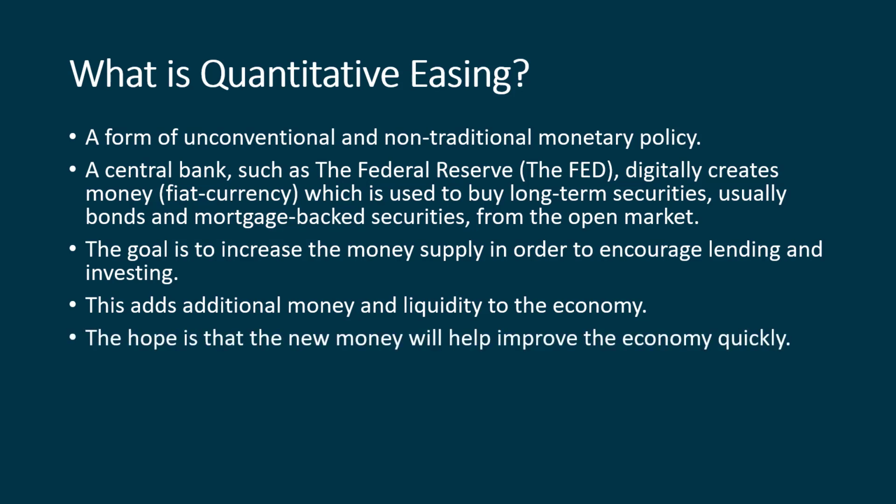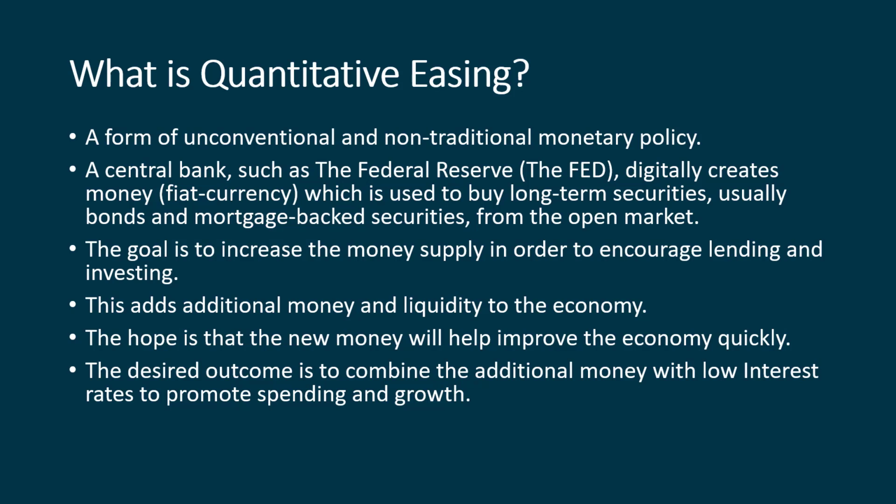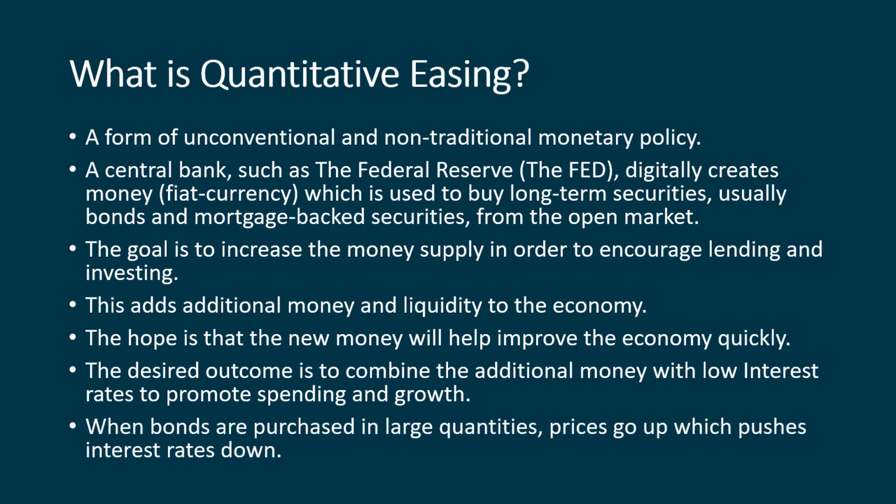The hope is that the new money will help to improve the economy quickly. Now, sometimes this quantitative easing, just doing it one time doesn't help. There was a period of time over 6 years when the federal government did quantitative easing 4 times. The desired outcome is to combine the additional money with low interest rates to promote spending and growth. When bonds are purchased in large quantities, and that's what they're doing, they're buying trillions of dollars in bonds, prices go up, which then pushes interest rates down.